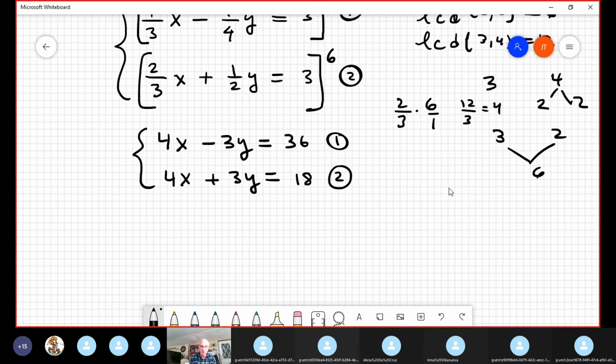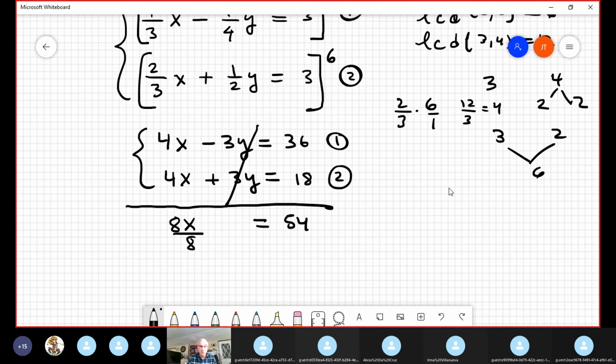What is the strategy? Help me. I need help. What should I do? I am confused. Help me. Eliminate y. Eliminate is ready, 3y and negative y is ready. You add by column: 4 plus 4 is 8x, y is 0, and 36 plus 18 is 54.